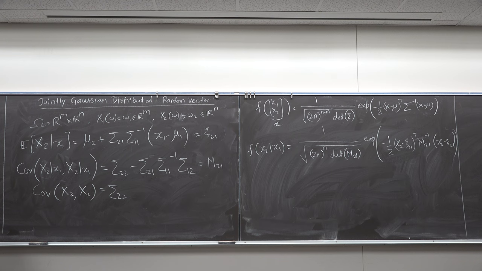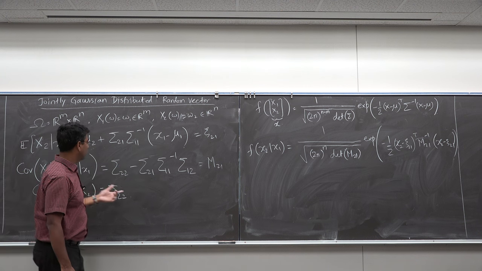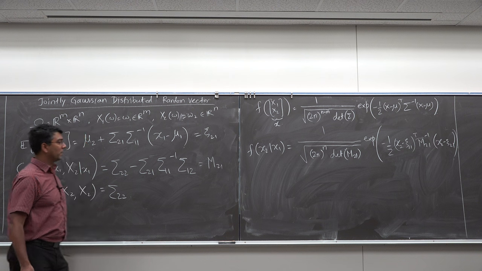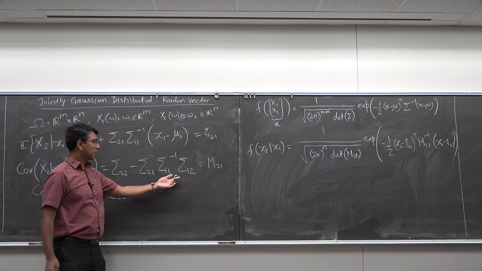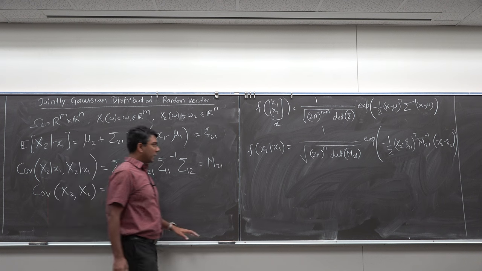So that's another feature of Gaussian distributed random variables: the conditional mean is a linear function of x1, and the conditional covariance is independent of x1, so it's just a constant. So these are all constants, and you can compute the conditional covariance fairly easily. So that's all I wanted to cover today.